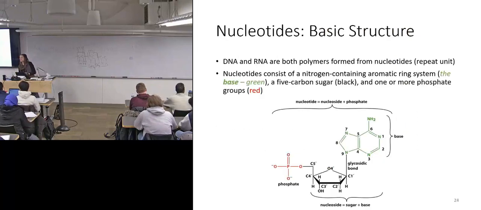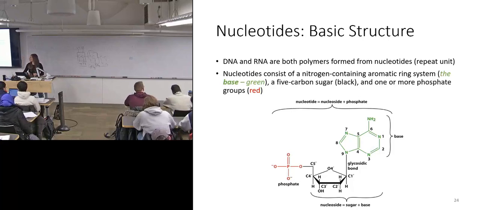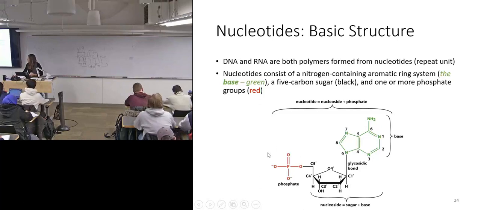Okay, so the rest of today will be spent on describing DNA structure in more detail. Like I said, should be reviewed. So the basic structure of the nucleotide is this here. We have the base, shown in green. We have a 5-carbon sugar, shown in black. And we have one or more phosphate groups, which is shown here in red.